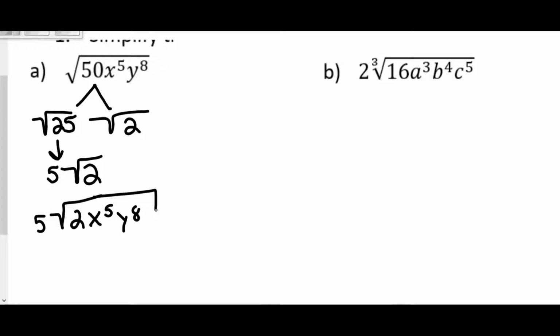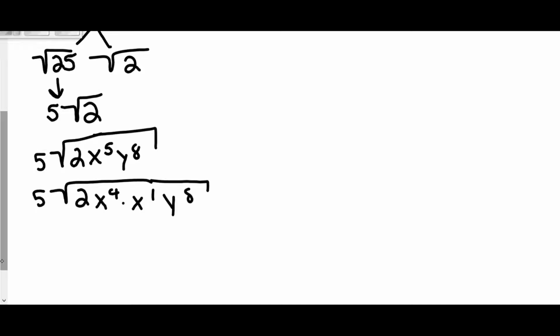Now, to take the square root of variables raised to an exponent, we want to break them up into multiples of 2. So that would look like x to the 4th times x to the 1st, and y to the 8th is already a multiple of 2. The reason we do that is because exponents that are perfect squares are even. So then we just divide them by the index. 4 divided by 2 is x squared, so the square root of x to the 4th is just x squared, so x squared comes out. And y to the 8th divided by 2 is y to the 4th. And what's left under the radical is 2x.